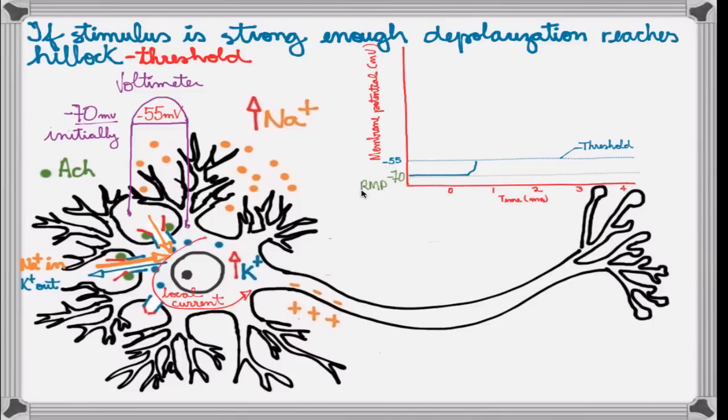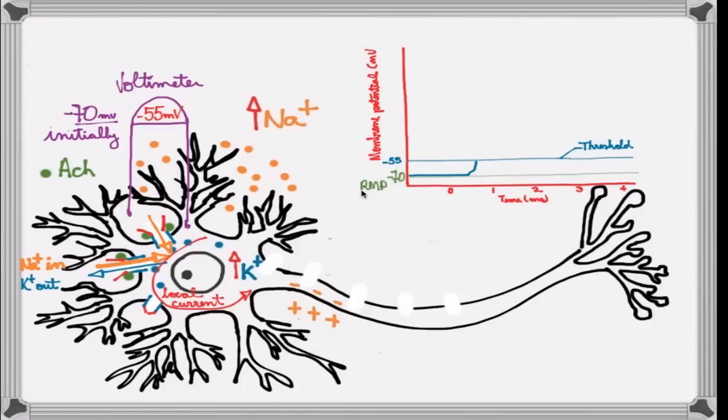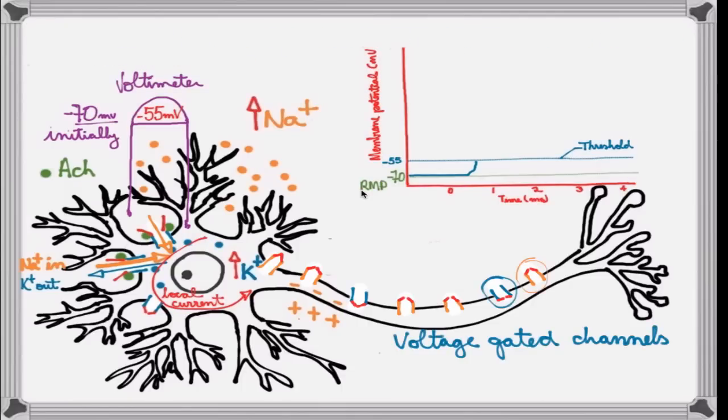Indeed, once threshold is reached, this local current gets all the way to the hillock, and at the hillock we have the beginning of what we call voltage-gated channels. These voltage-gated channels are present in the hillock, and they're the ones that will conduct the action potentials. So we don't get lost here: the graded potentials happen in the dendrites. Eventually you reach threshold, and now I start to carry the action potential along the axon. So let's see how that's going to actually take place.